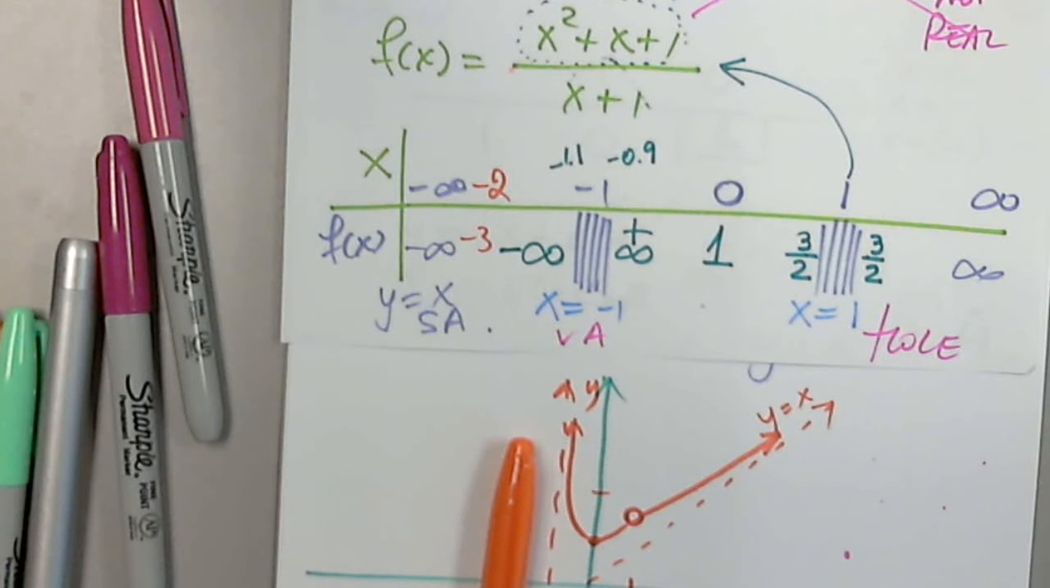So I change the viewing window between 0 and 2. With a scale of 1 is fine. But why minimum? I want negative 1 to positive 2. And I want a graph, and I want to see that little jump. There it is, right there. At 1, there's a little hole at 1.5.